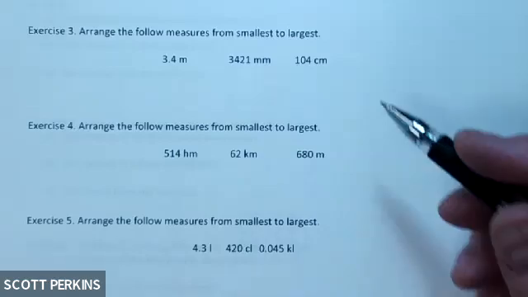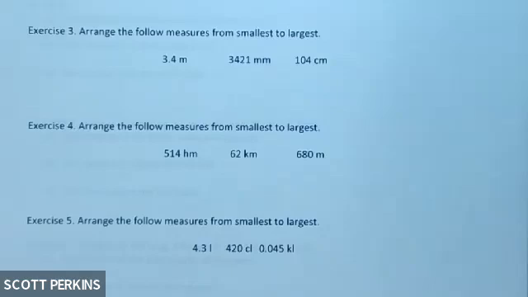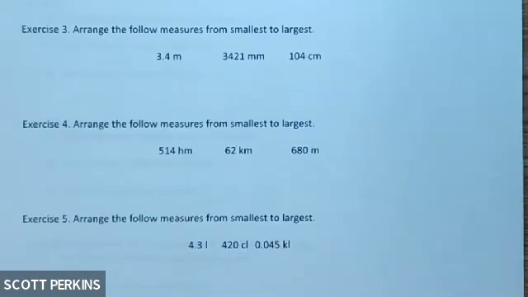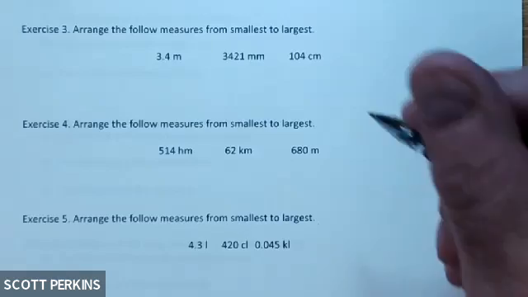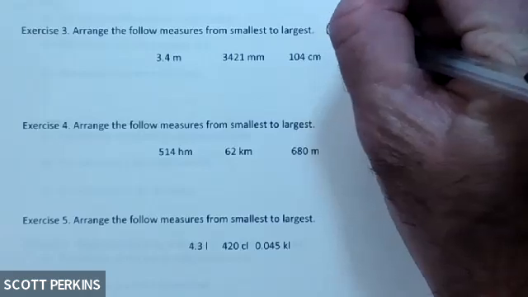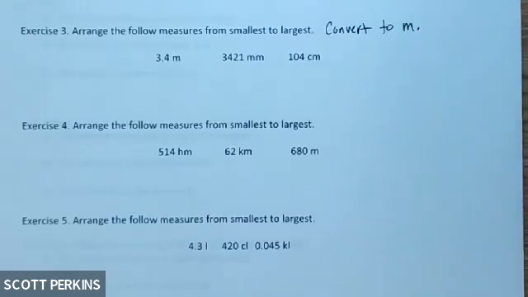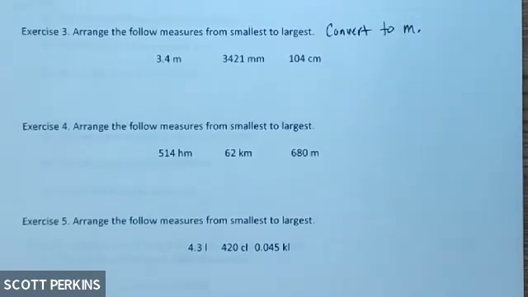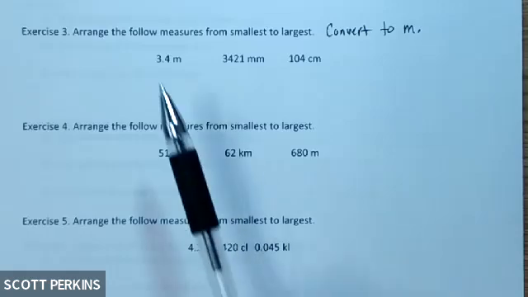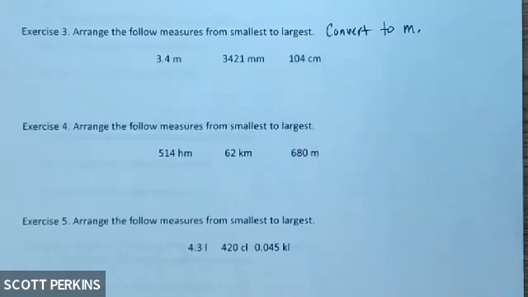That's not necessarily true because each of these is a different unit of measure. So what you're going to do for this problem in exercise 3 is pick whatever unit you want and convert them all to the same. Just so that we're all doing the same thing, I'm going to tell you to convert everything to meters. But if you chose decimeters or centimeters, you would come to the same conclusion. So convert each of those to meters and then determine which one's the smallest and list them.